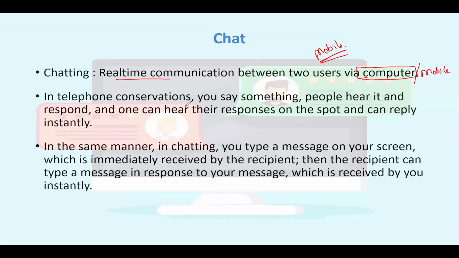So in telephone conversations, you say something, people hear it and respond, and one can hear the response on the spot and can reply instantly. In the same manner, in chatting, you type a message on your screen, which is immediately received by the recipient. Then the recipient can type a message in response to your message, which is received by you instantly. A very good example is your WhatsApp. All right, so that is nothing but your chat.